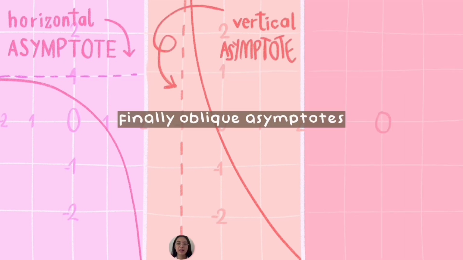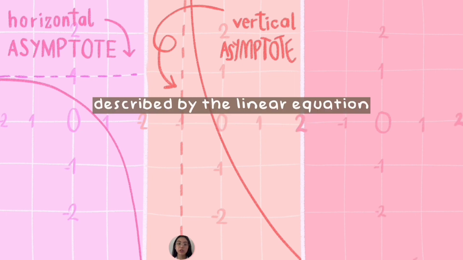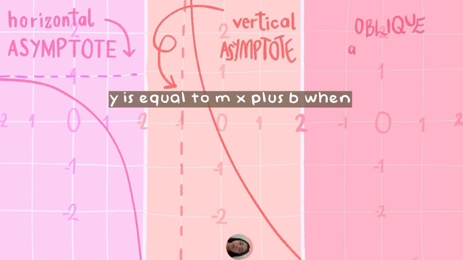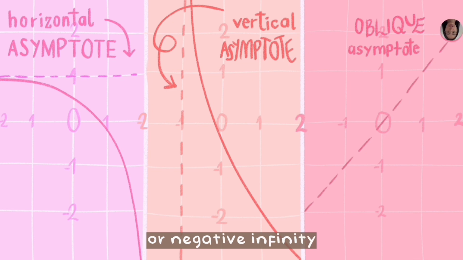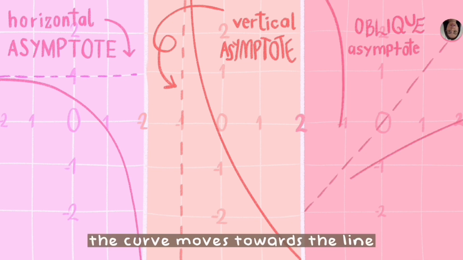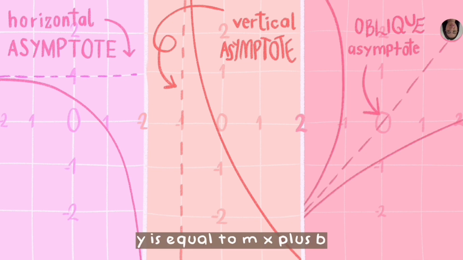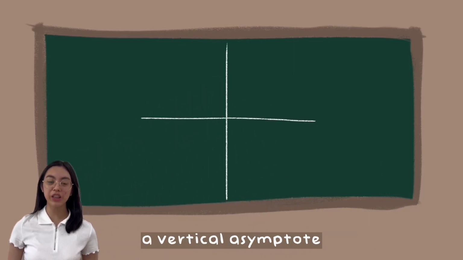Finally, oblique asymptotes are slant asymptotes described by the linear equation y = mx + b. When x approaches positive infinity or negative infinity, the curve moves towards the line y = mx + b. The following example shows a vertical asymptote.